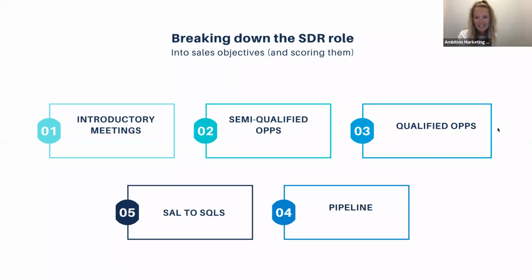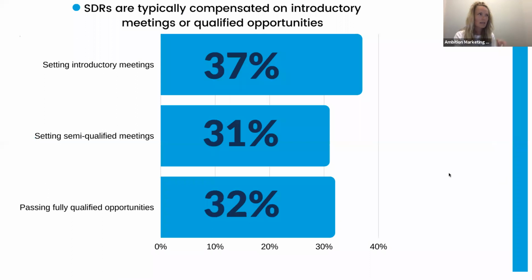But all of that activity is for naught if we're not talking about the objectives and what we're really trying to achieve by making dials, emails, LinkedIn connections. And so I wanted to talk a little bit about common objectives for the sales development role. Introductory meetings, semi-qualified opportunities, fully qualified opportunities, maybe a ratio of meeting sets to qualified opps or pipeline. Those are all objectives that SDR teams really measure and track. And so that's often also the compensation model.